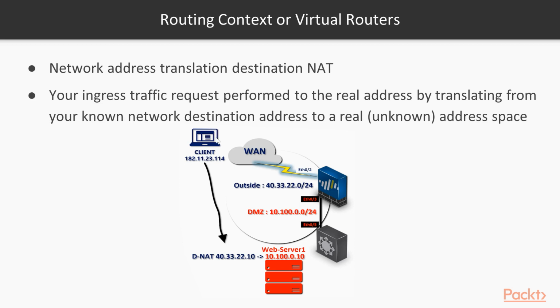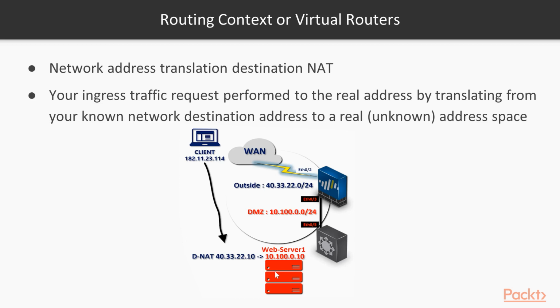In this case we have a client with a public IP and we have a web server that is sitting on the DMZ. This network cannot reach my client because it's on the outside. Private address spaces are not routable to the outside, in this case to the internet. So we need to perform a destination NAT in order for this client to reach this particular server because it's hosting an application publicly available.